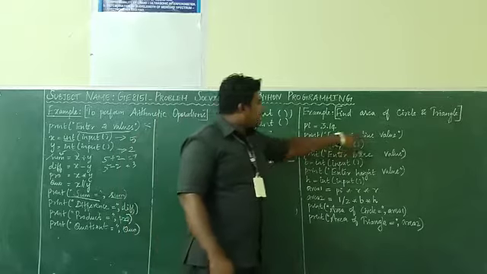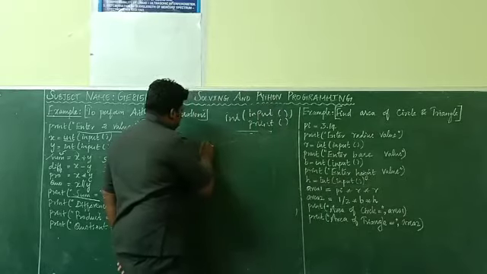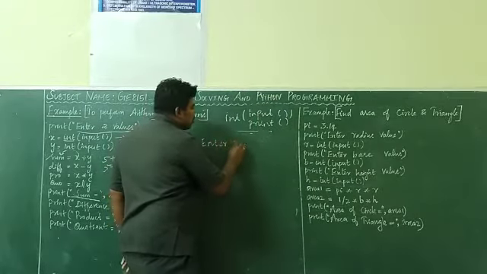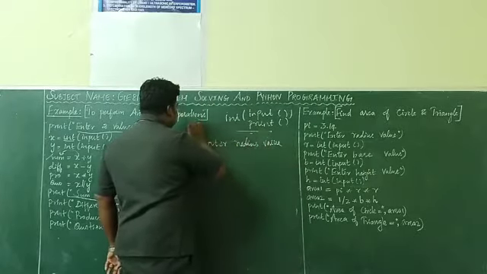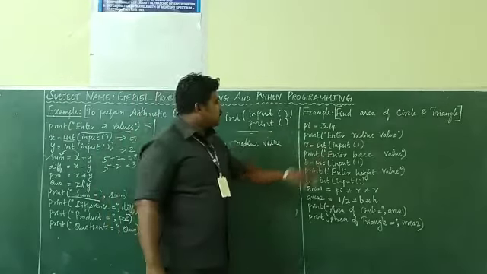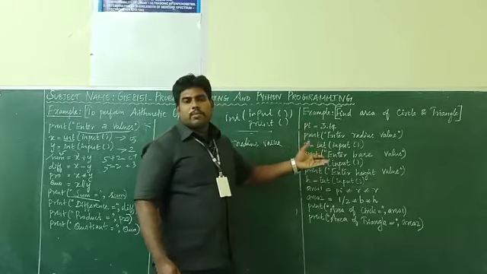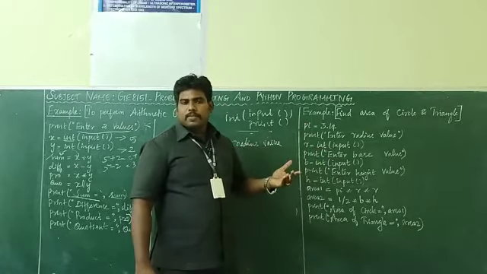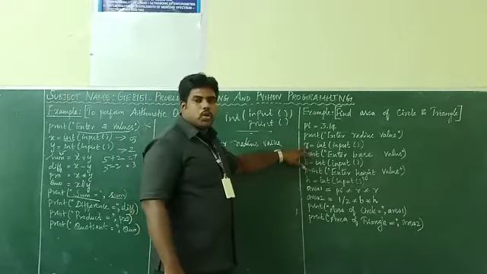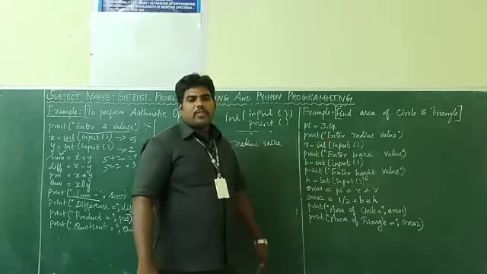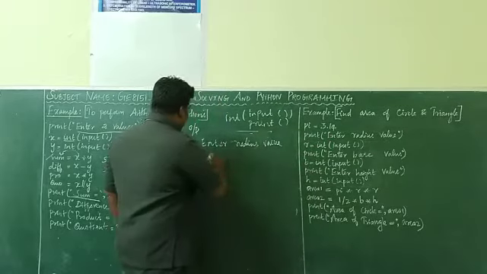So first print, enter the radius value. So how will the output be displayed? Enter radius value. First in the output screen it will be displayed. What's the next? I want to know the r value. Without the r value, I can't substitute in pi r square. So I want to get the r value as input. So I am getting r equal to int input of. Here you are getting an r value, for example 2.